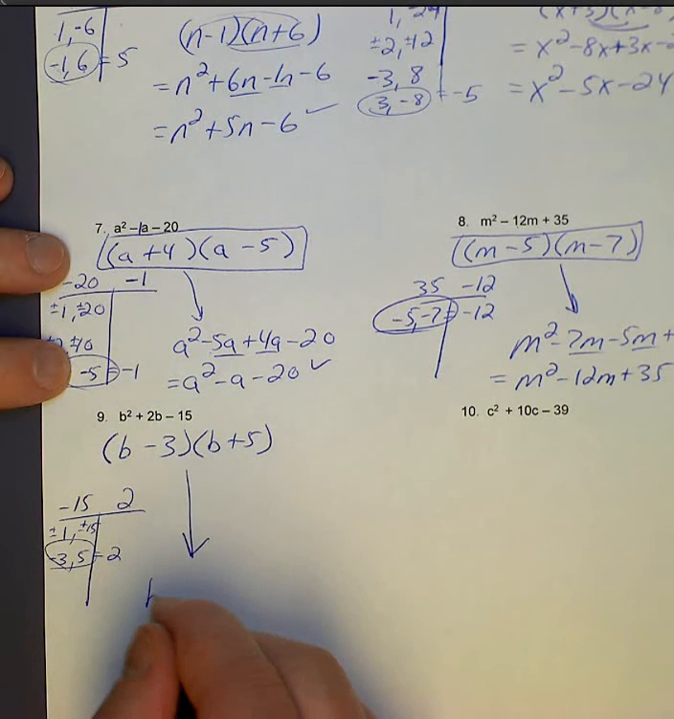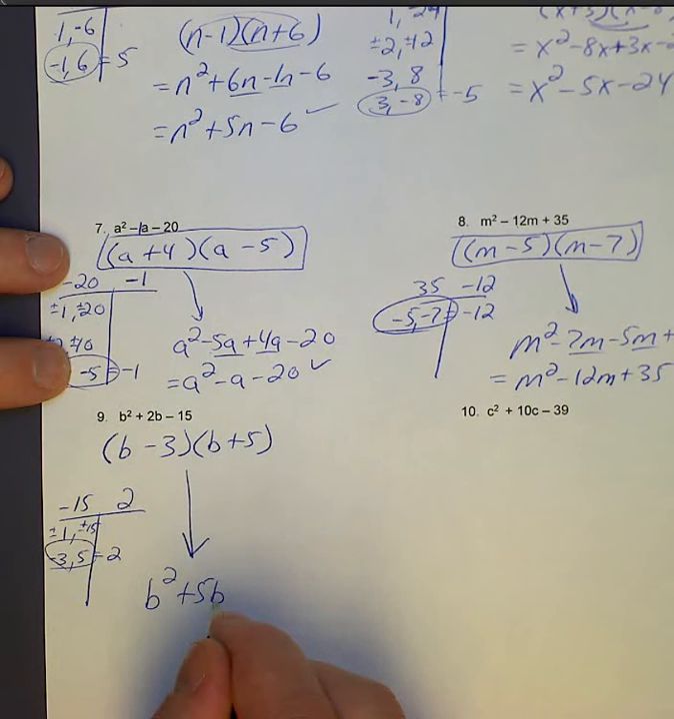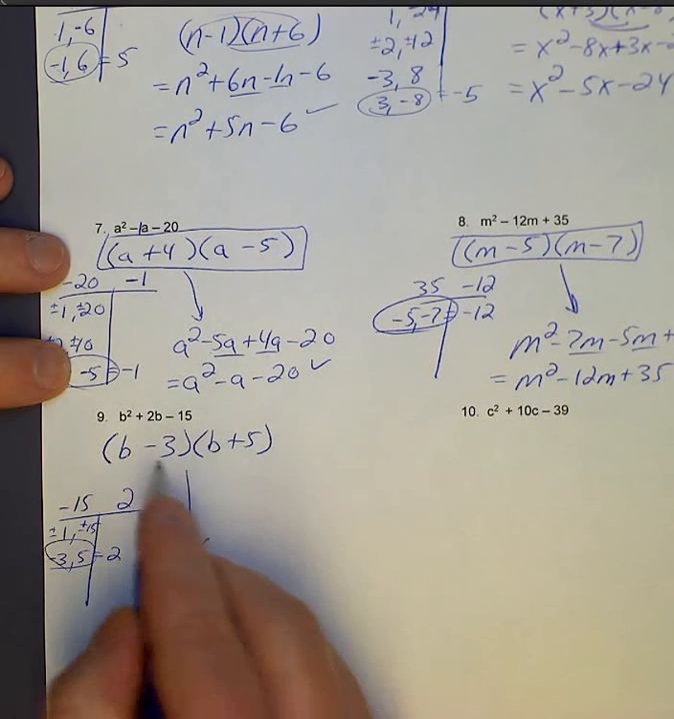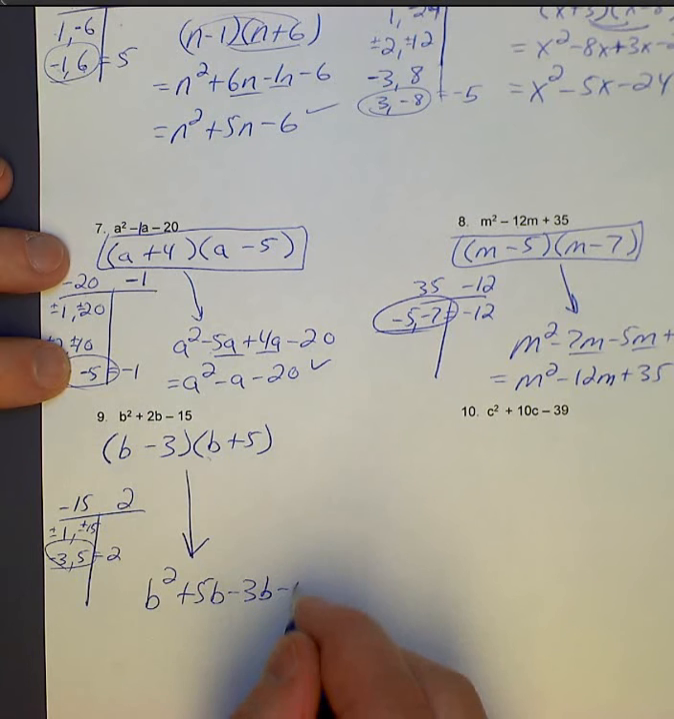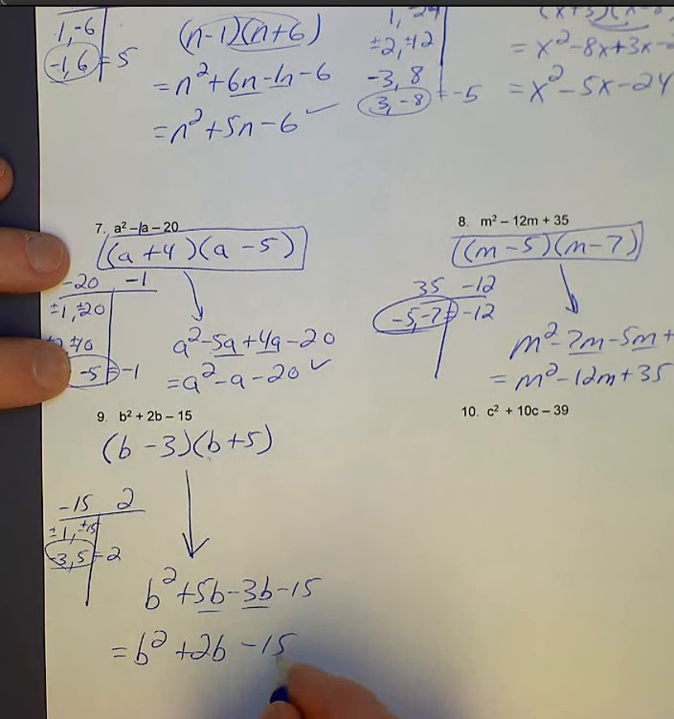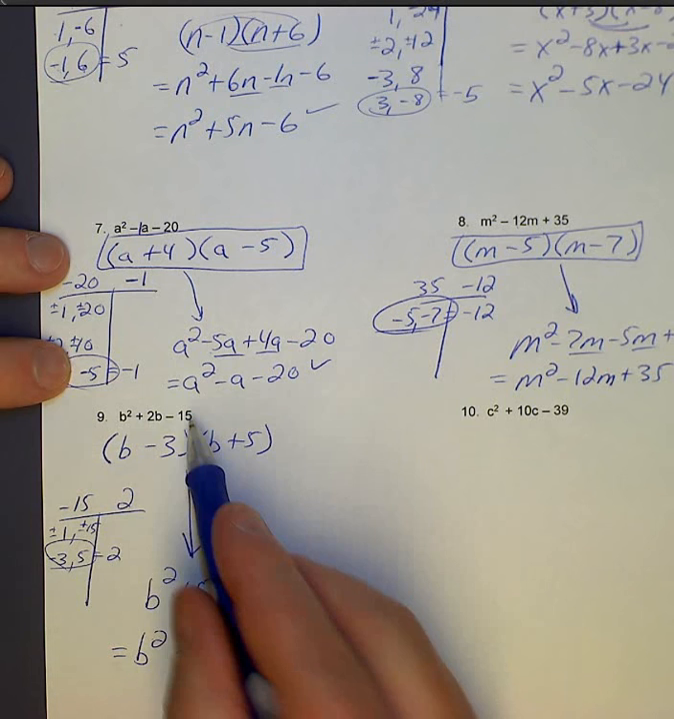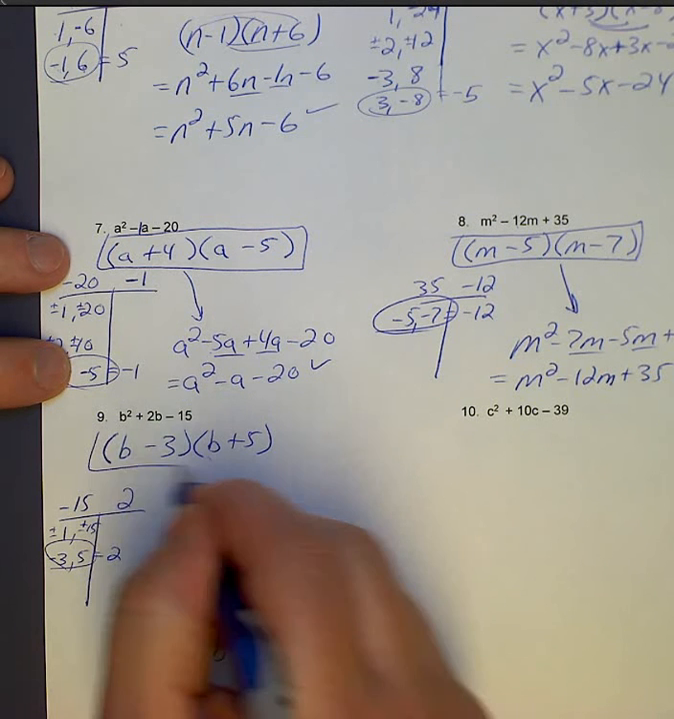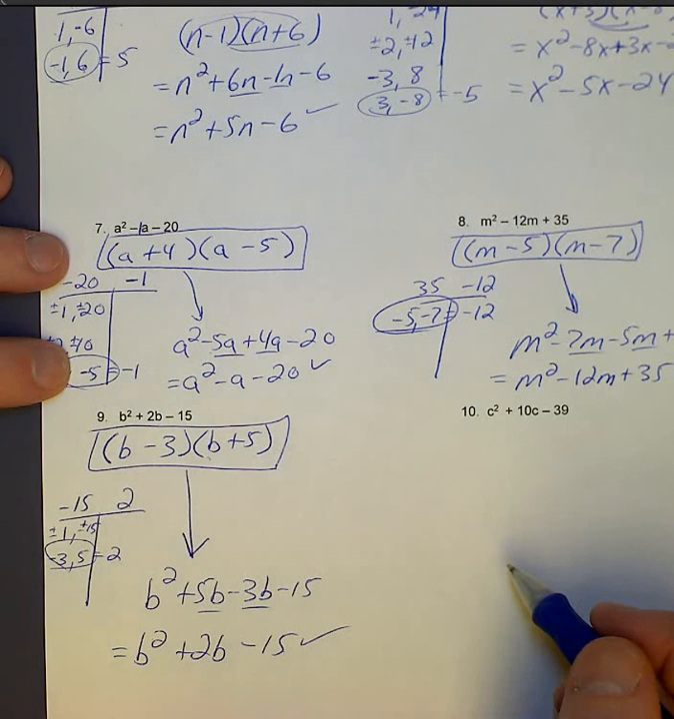I get b squared first. Outside 5b. Inside negative 3b. Last negative 15. I'm going to combine my like terms. I get b squared plus 2b minus 15. Was that the original problem? It checks. So these binomial factors are good.